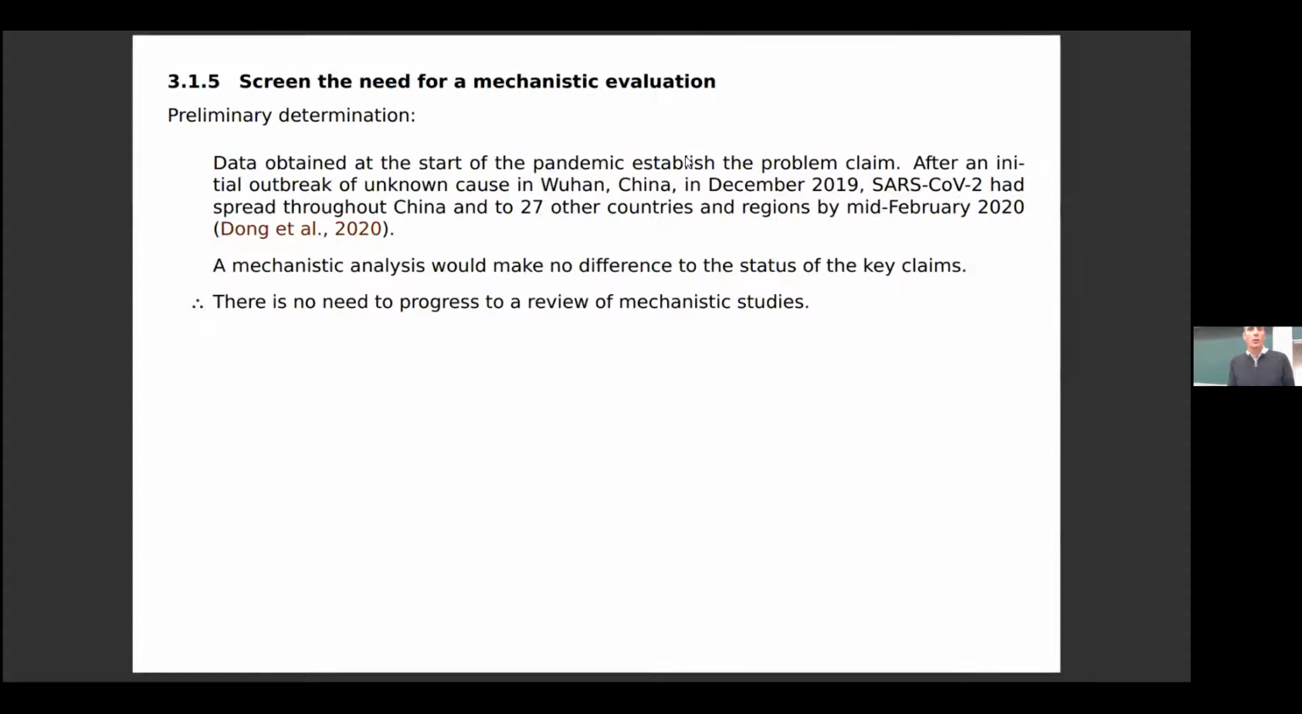So this is useful because our preliminary determination, when we screen the need for a mechanistic evaluation, is that we've got so much good data from the start of the pandemic, and the data is so conclusive that performing a mechanistic analysis would make no difference to the status of the key claims. And the association studies on their own already establish the problem claim. And this should be fairly obvious that there is a problem here that needs to be solved. It's much simpler than the case of fake news, for example. And here's one example of a situation where we don't need to progress to a mechanistic analysis.